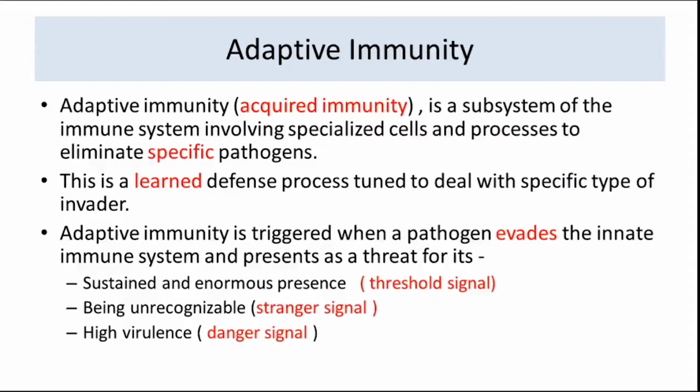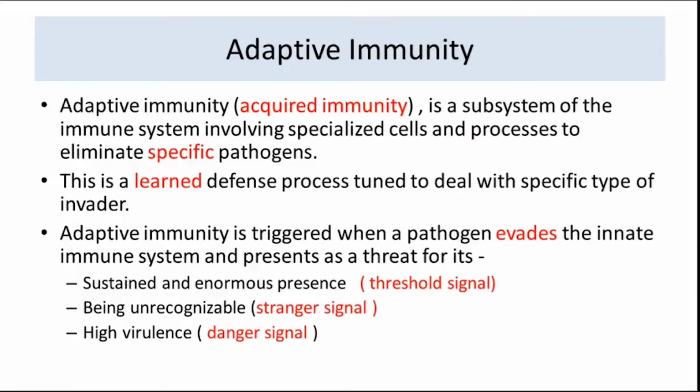Adaptive immunity is triggered when a pathogen evades the innate immune system. Naturally, when the innate immune system fails to operate, it is the turn of adaptive immunity to work to protect the body at that time.